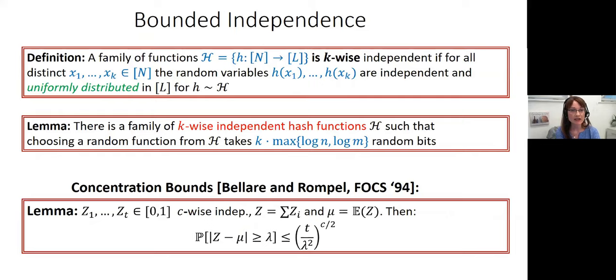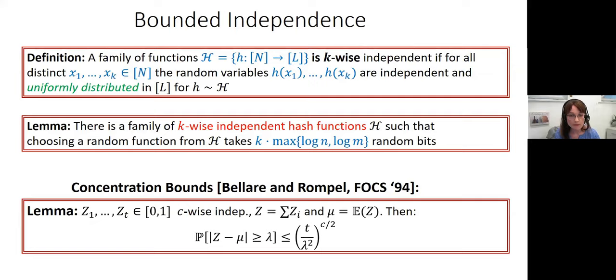I'll just say that when we say bounded independence, we say that a given family of functions is k-wise independent if the random variables h(x1) to h(xk) are fully independent whenever h is uniformly sampled from the family. And luckily, we have very efficient constructions of k-wise independent hash functions. To specify a function in this family, it's sufficient to have a small seed, roughly k log n bits. We also have good concentration bounds.